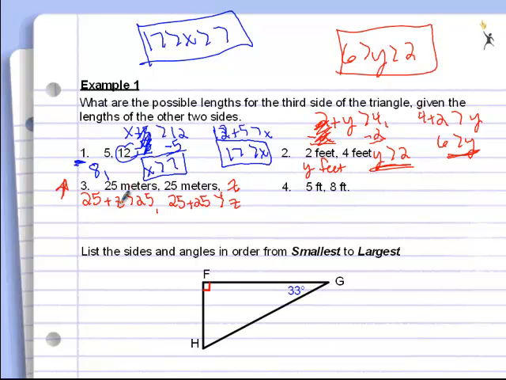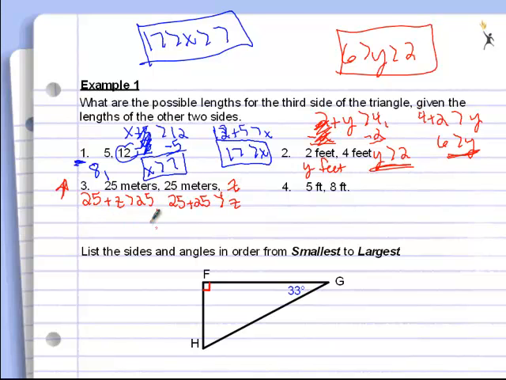Okay, if we look at our two inequalities, we follow the same format that we did. We say z plus 25 has to be greater than 25. And we also say that 25 plus 25 has to be greater than z.